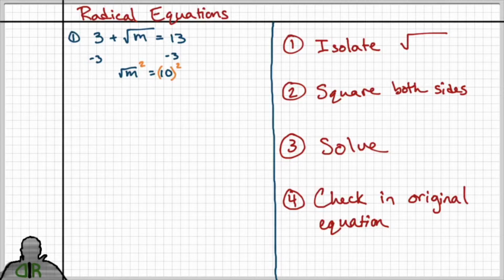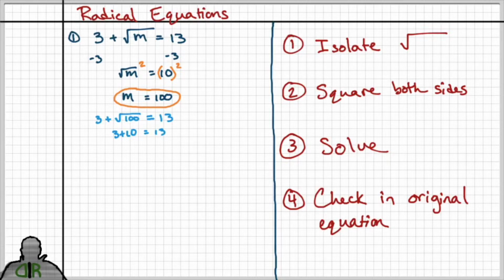Then we want to square both sides. Notice we're not finding the square root of m. We are squaring, because we're trying to undo that. So we get our answer here of 100. By the way, this was the solving section. Now the checking in the original equation is we're just going to throw that back in there and see what we get.